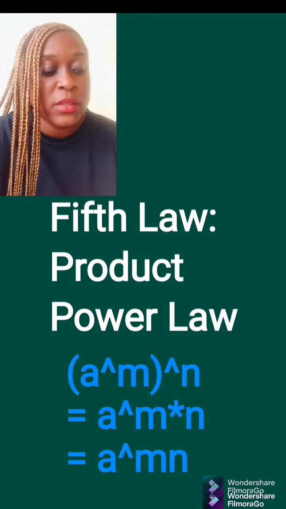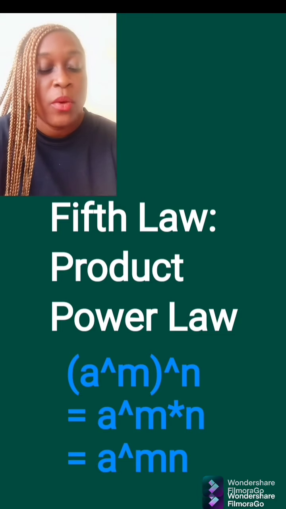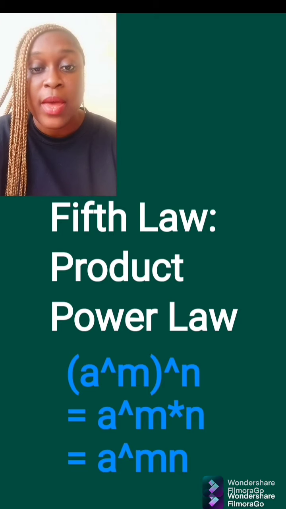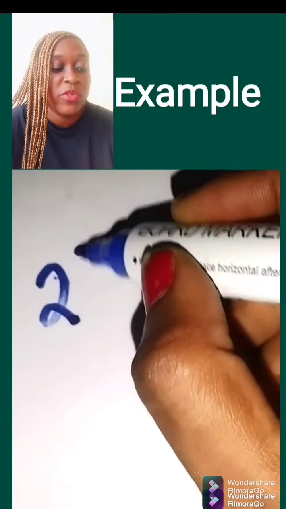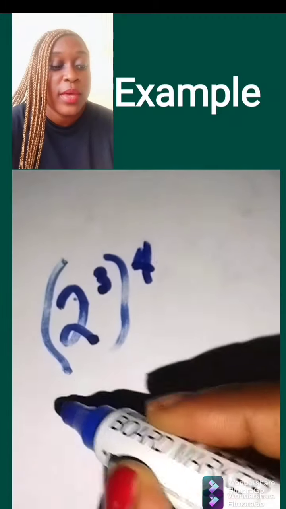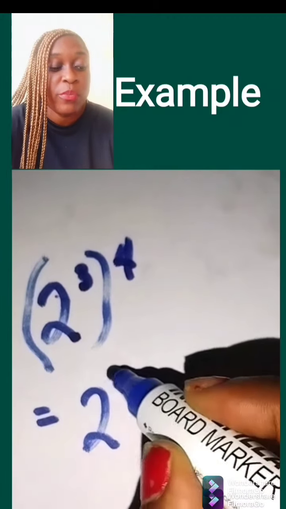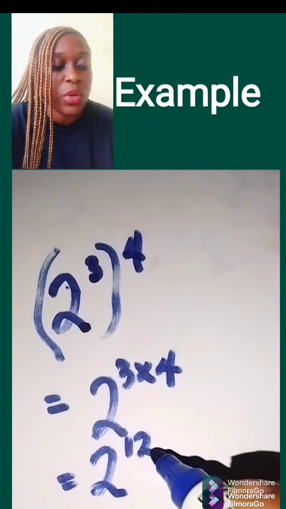So the law goes like this: a raised to power m in brackets raised to power n will give us a raised to power m times n, which is equal to a raised to power mn. Now we have some quick examples. We have 2 raised to power 3 in bracket raised to power 4. So how do we get that? We will say 2 raised to power 3 times 4 will give us 2 raised to power 12.